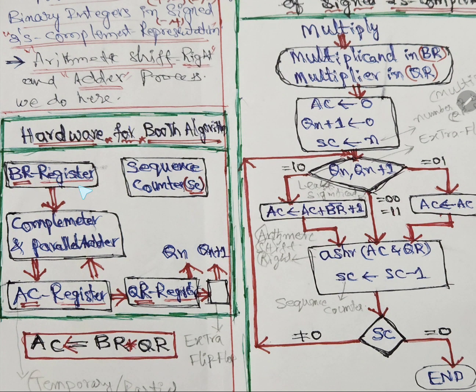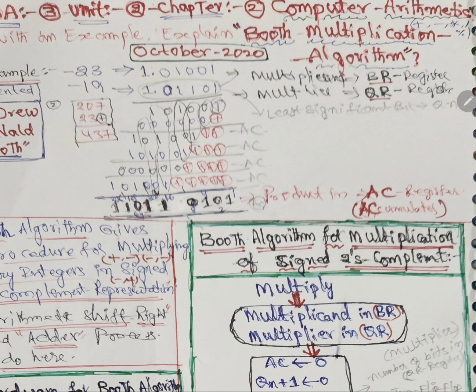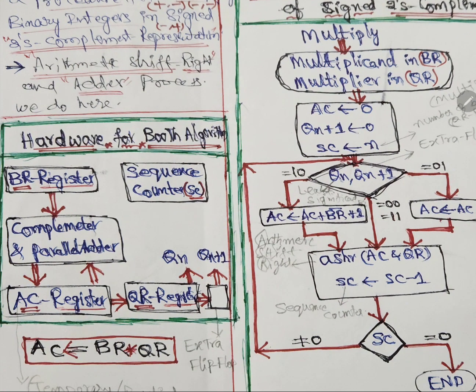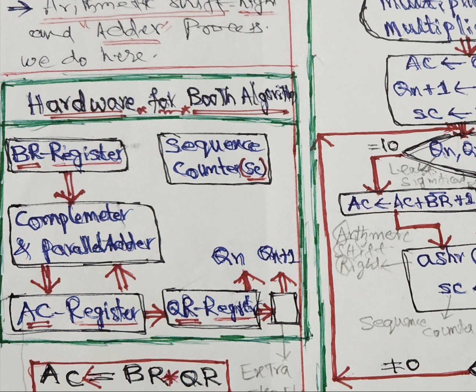Now see here, the BR register holds the multiplicand. If you are asked only to explain the hardware implementation of the diagram for 5 marks, draw only this small diagram, but make it big in your answer sheet. I put it on one slide so that you can understand it easily. You draw this very big. Draw this part only.